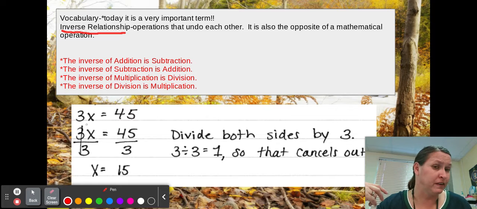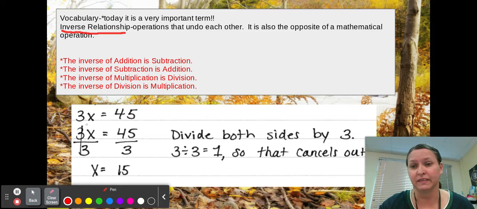How do I do the opposite of multiplying by 3? In this case, I divide by 3. So right here you can see dividing by 3 here and dividing by 3 here. You always have to do it to both sides. 3 divided by 3 is 1, and I have x on this side. 45 divided by 3 would give me 15.